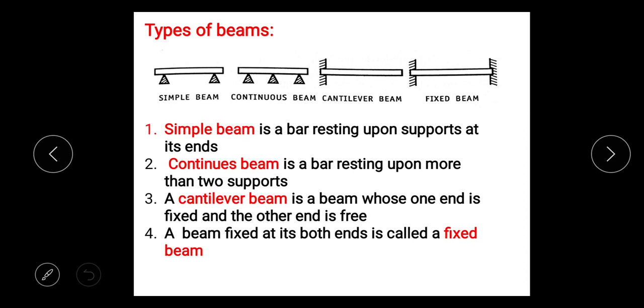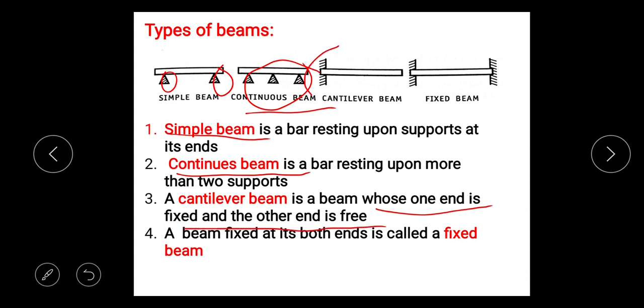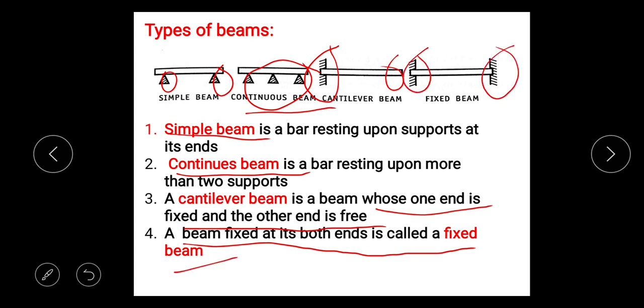Now we'll go for types of beams. There are several types of beams. First one, the simple beam, is a bar resting upon supports at its ends. Two supports are given at its ends, so it is called a simple beam. The second one, the continuous beam, is a bar resting upon more than two supports. Here three supports are there, so it is said to be a continuous beam. Then the cantilever beam, which I already explained, is a beam whose one end is fixed and the other end is free. And a fixed beam is a beam fixed at both ends.